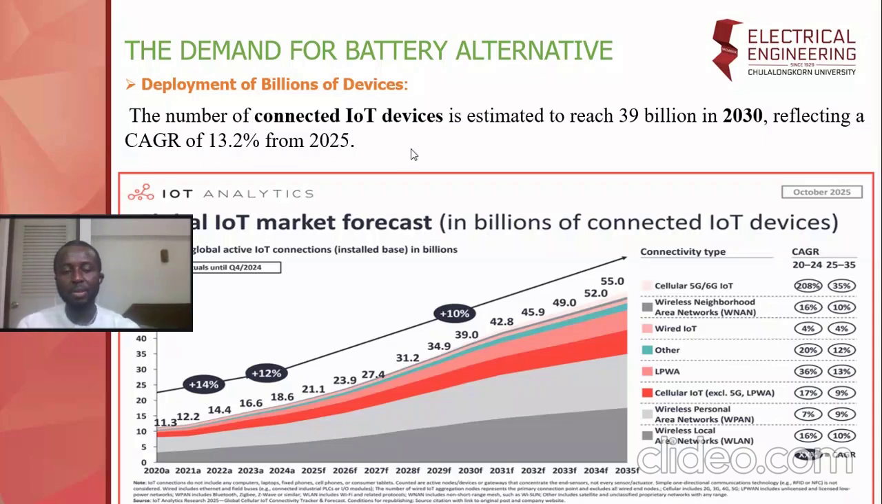Then secondly, apart from this one, there are other factors to be considered in terms of the need for a battery alternative, like design constraint, because in a system, most times the battery occupies the largest part of the system.